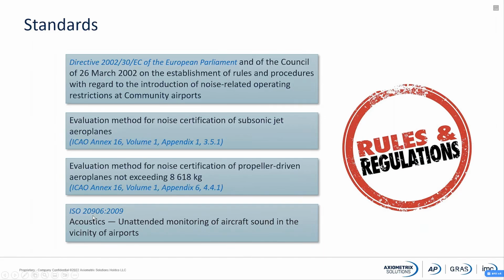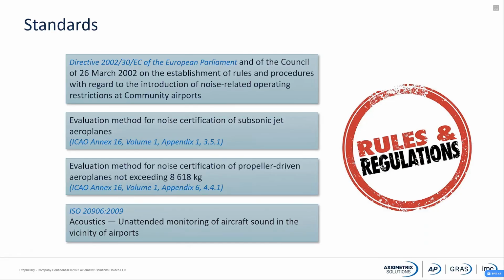Oh, sorry. I was taking it a little bit too fast here. This is actually a very old standard. It is actually the ISO standard that took over after ISO 3891, and this is taking care of unattended monitoring of aircraft sound in the vicinity of airports. So I'm sorry about that. This is an existing standard. It's not a new one. So this is just a small take on all the standards and regulations.